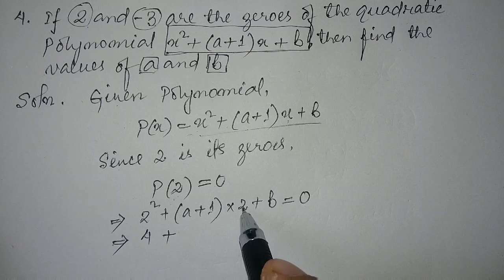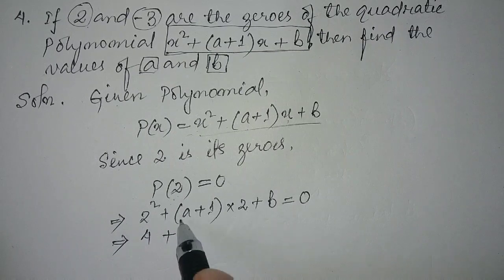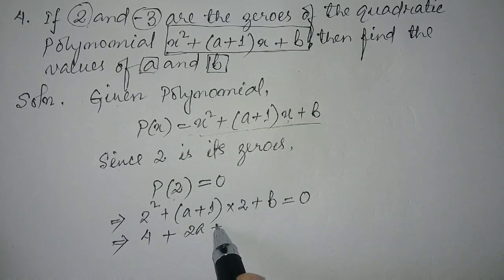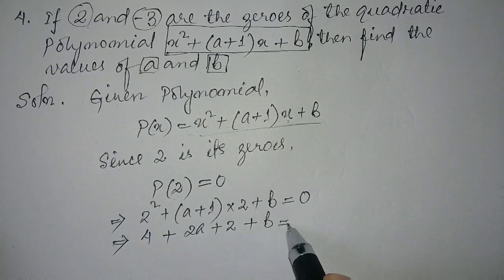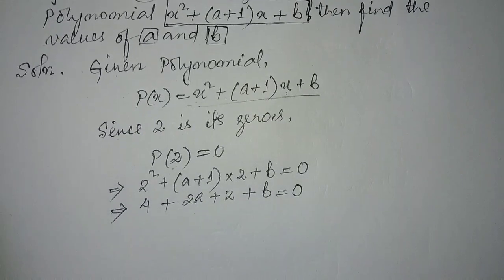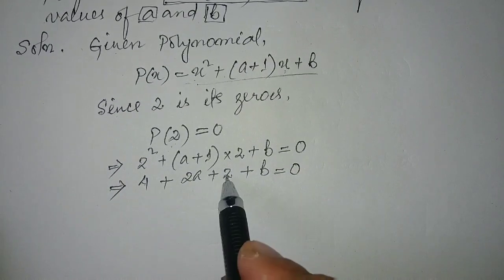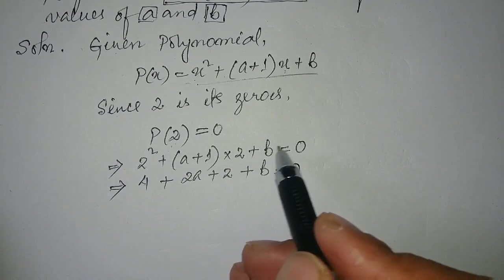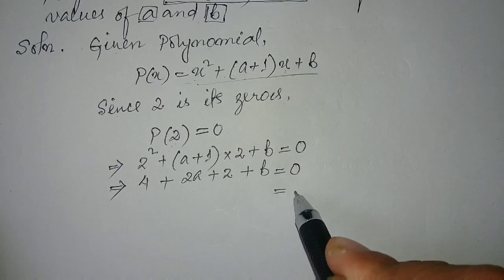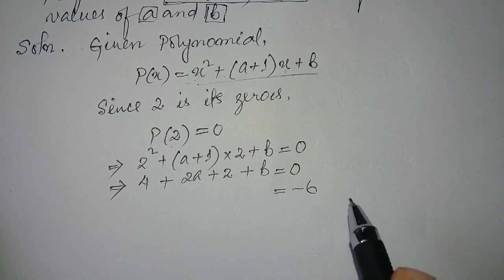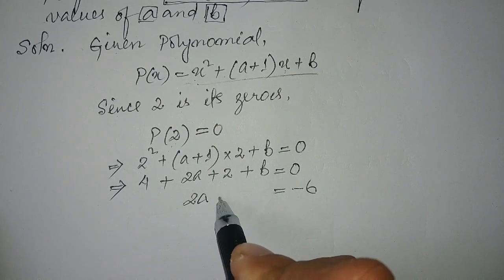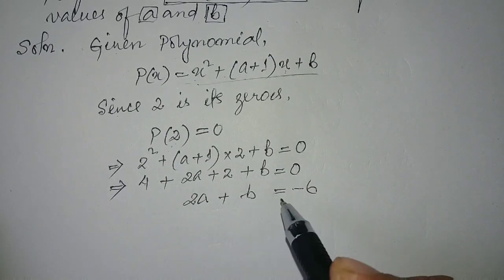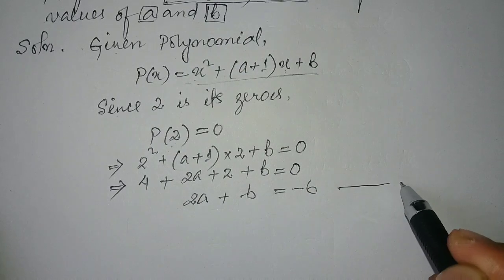Now we're going to multiply 2 with this a plus 1. So 2 into a is 2a, plus 2 into 1 is 2, plus b equal to 0. Now 4 plus 2 is 6, and let's transpose to the right hand side, so we will get minus 6, and the terms remaining on the left hand side is 2a plus b. Let's call this equation 1.